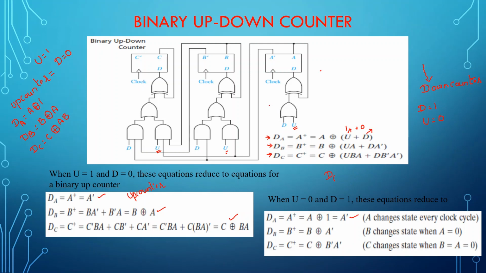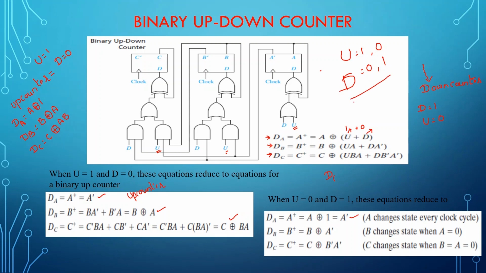The circuit diagram with respect to that has been rigged up here. The circuit we had previously has been modified as per the requirements. When you want it to act as a down counter or up counter, you just need to take care of the signals U and D. If it is an up counter, you make U equal to 1 and D equal to 0. Suppose it's a down counter, you make D equal to 1 and U equal to 0.